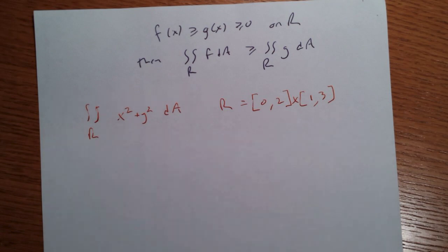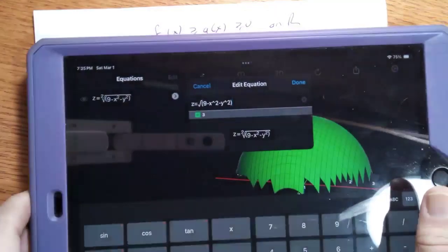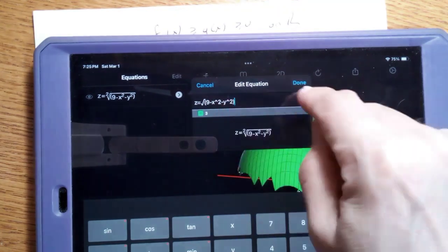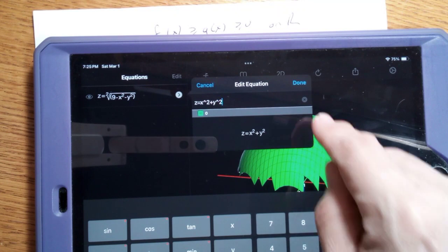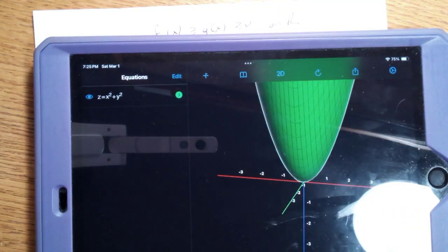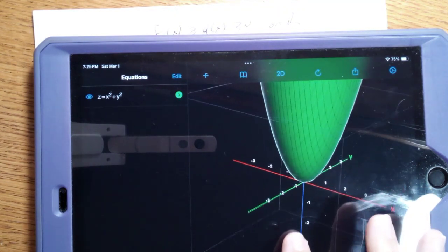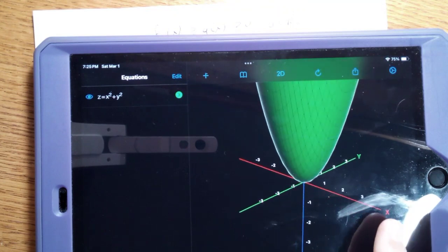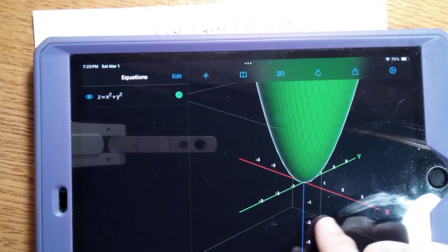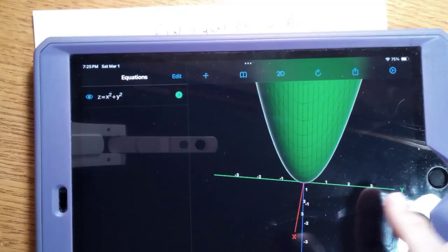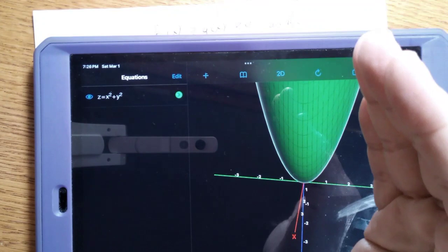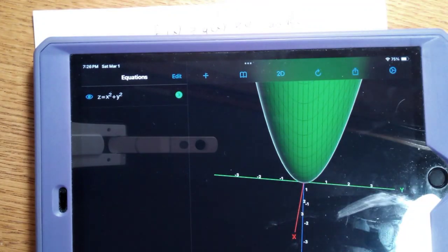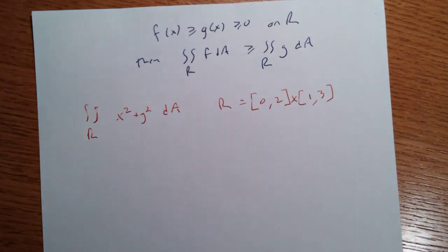So I'm going to go to the quick graph program that we were using the other day, and I'm going to get rid of this equation, and I'm going to put in z equals x squared plus y squared. This is a paraboloid. It's a paraboloid oriented upward, and I'm graphing in the rectangle that goes from 0 to 2 in x and from 1 to 3 in y. So I want the column whose lid is this upward curving paraboloid. I want the area under the paraboloid. Okay, now I know what I'm actually looking at.